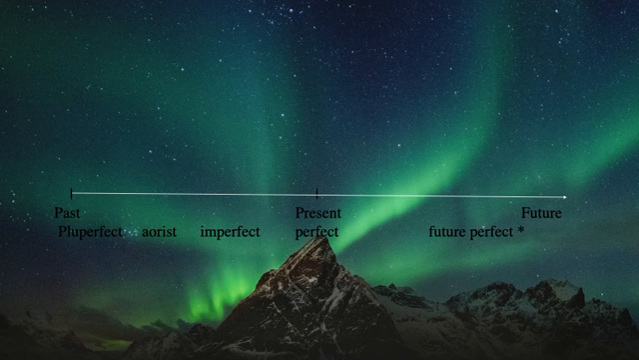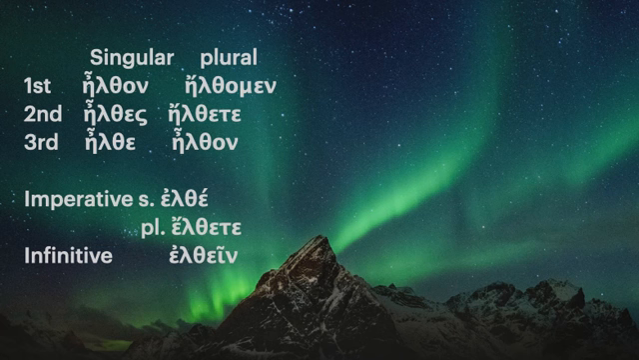Okay, why don't we take a different example? It's a bit extreme, but I'm picking an example that I actually found in the New Testament, where we're getting most of our examples from. So let's have a look at that. We've got elthon. I'm not going to read out exactly what we've got here, but this is the past tense of the verb erchomai.